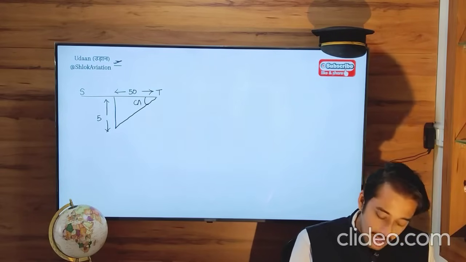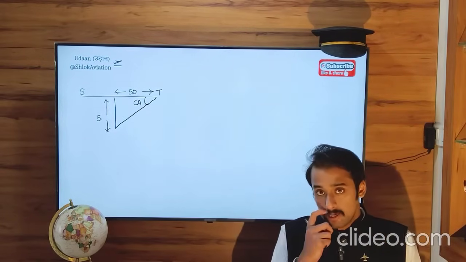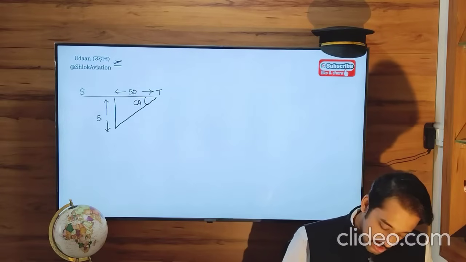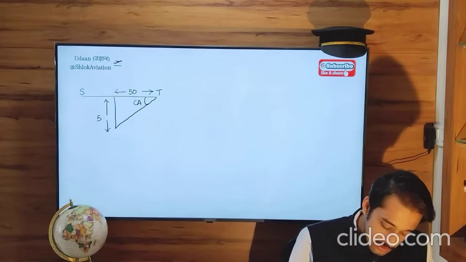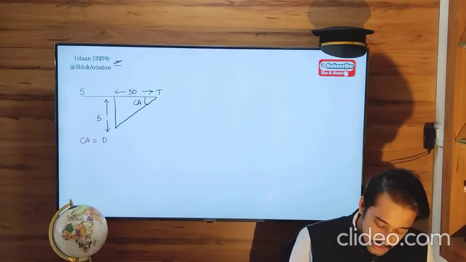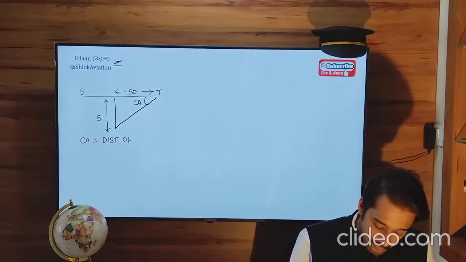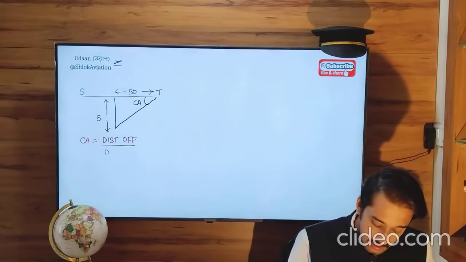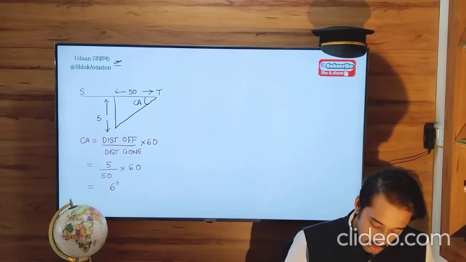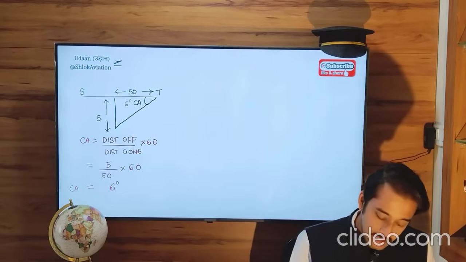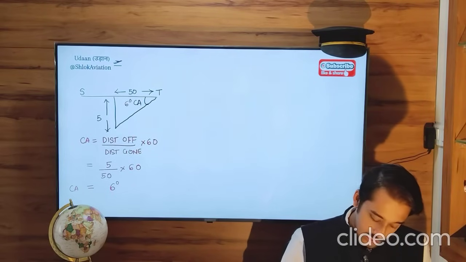This will be your closing angle since you want to arrive overhead your destination. So the closing angle formula is distance off track divided by distance gone into 60. So distance off track is 5, distance gone is 50, into 60. So the closing angle is 6 degrees.